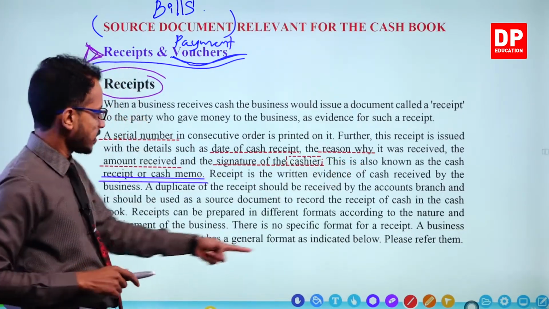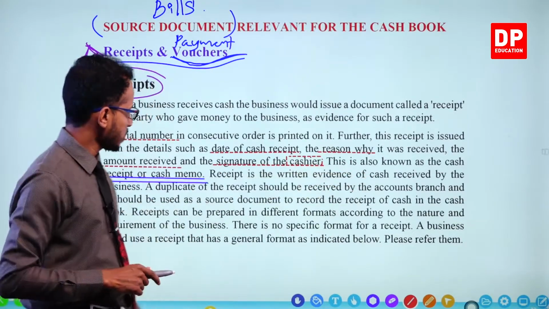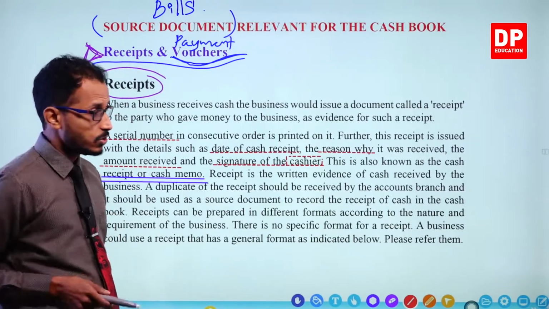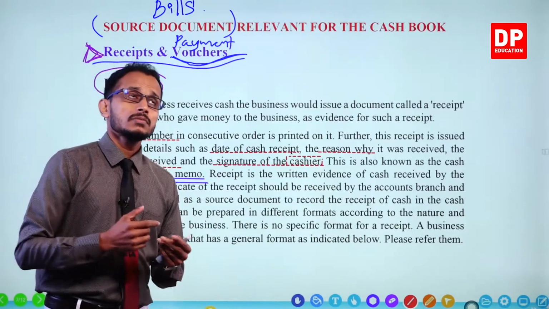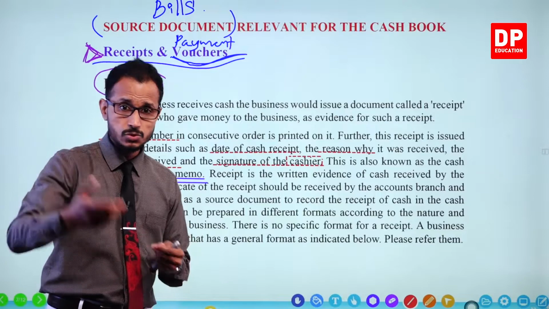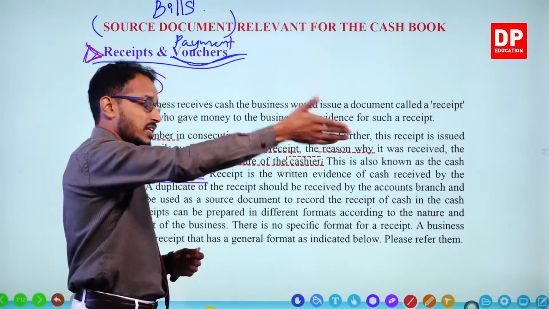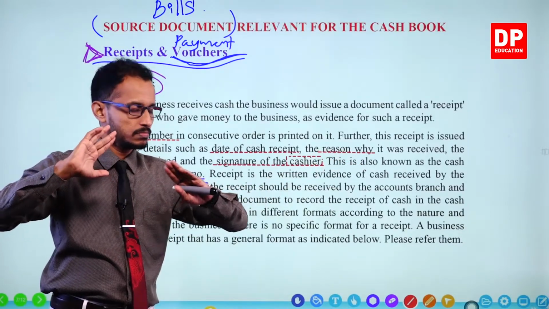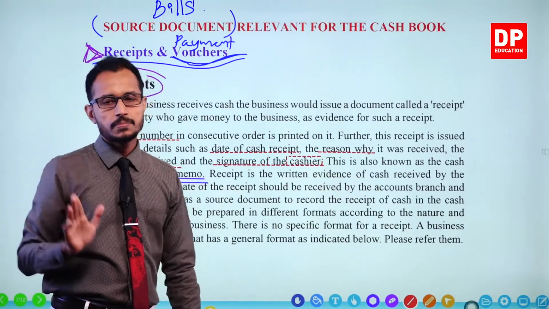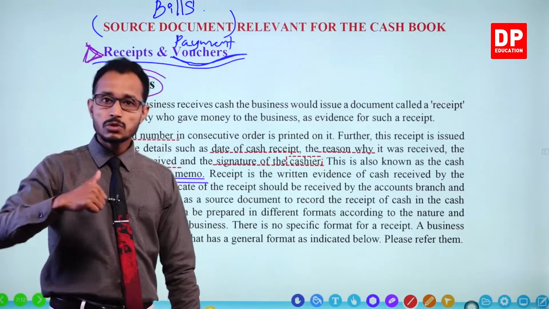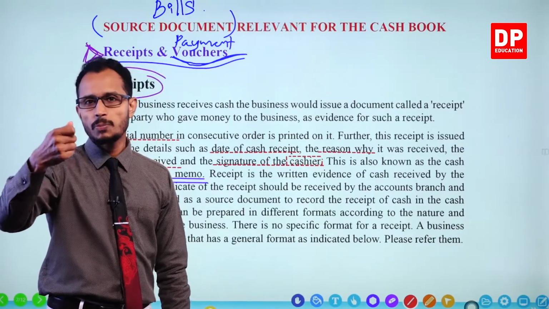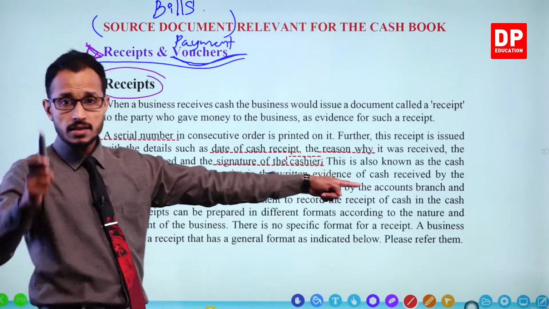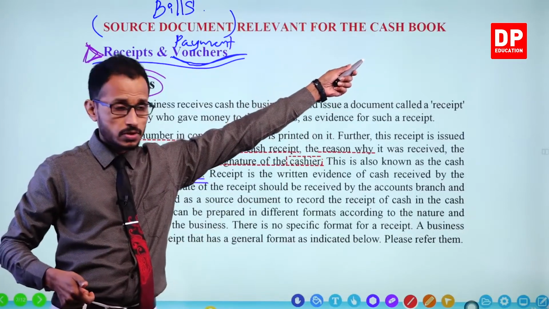Receipt is the written evidence of cash received by the business. The duplicate of the receipt should be received by the accountant of the business, and it is used as a source document to record the receipt of cash in the cash book. I told you this earlier. When any business issues the receipt to the customer, the original goes to the customer, but a copy is kept in the business. That copy goes to the accountant or the bookkeeper, and by referring to that copy, the bookkeeper records that transaction in the cash book. From that copy only, the transaction is entered to the cash book.